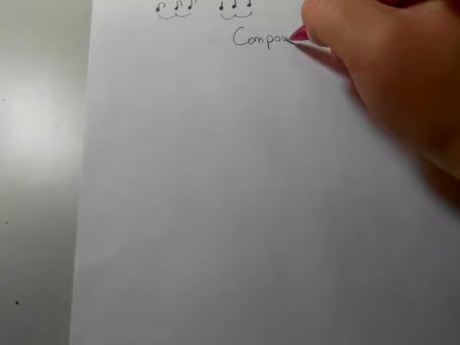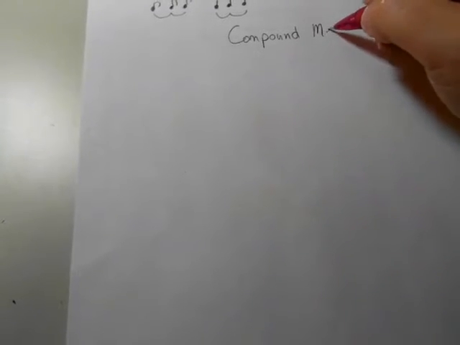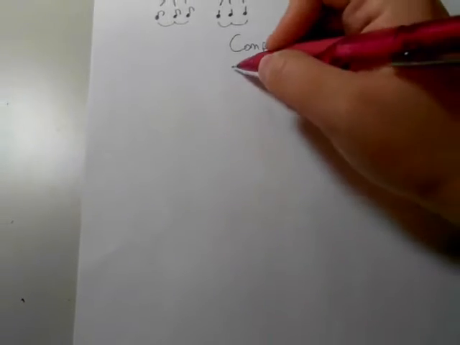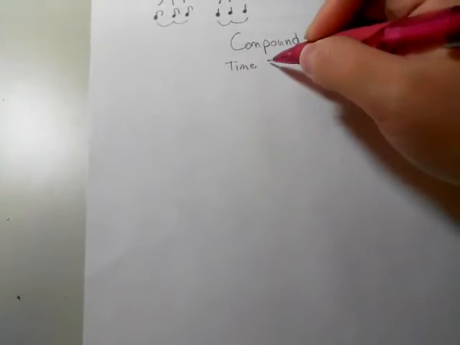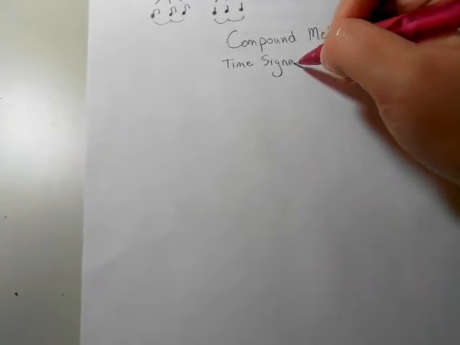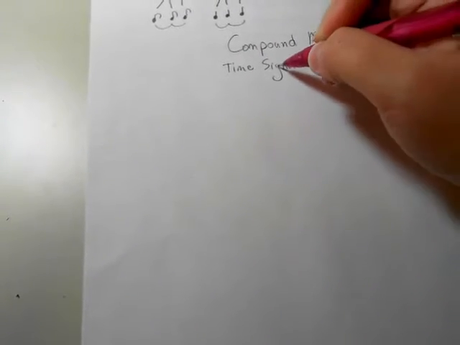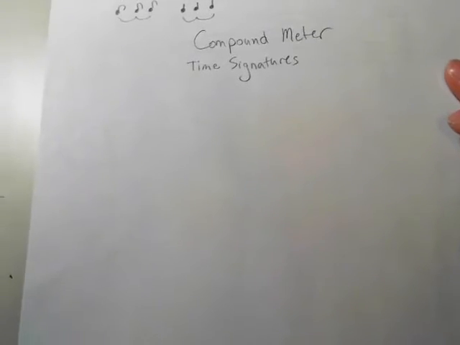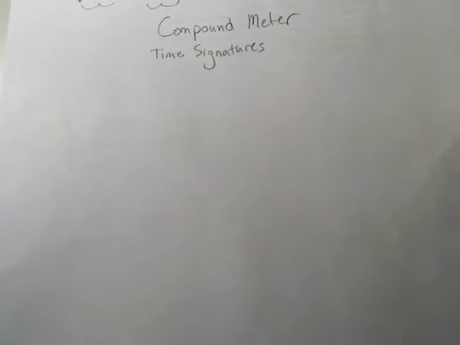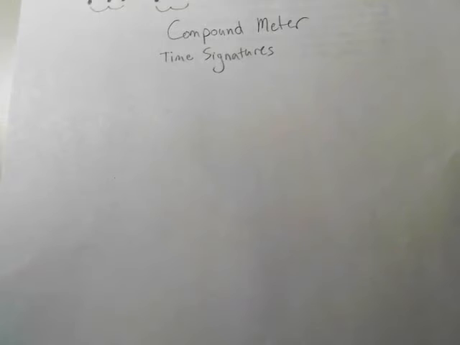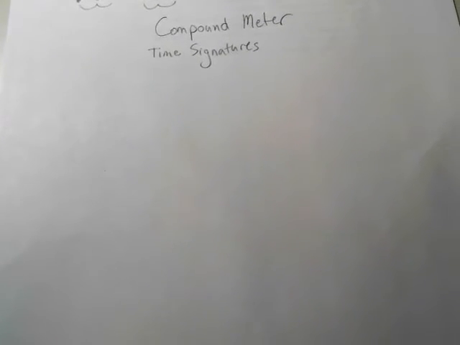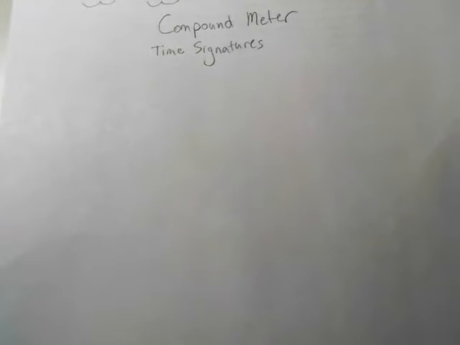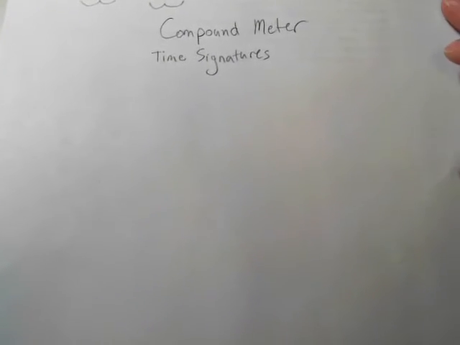Okay, so we're going to do compound meter. And we're going to do time signatures. Time signatures for compound meter are similar to simple meter in that you have 2 numbers, one on top of the other. But this time the number that goes on top and the number that goes on bottom are going to show us something different than they do in simple meter.